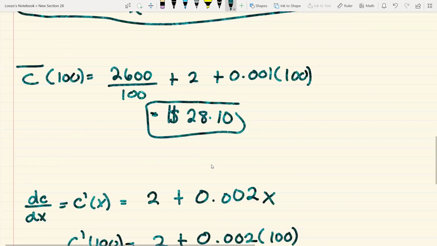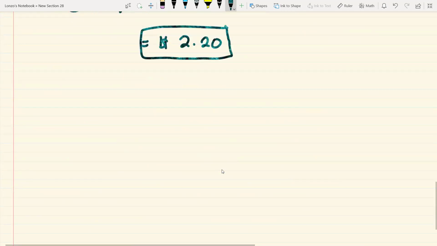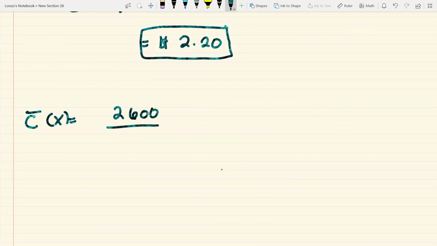Right, so let me write that down. So the average cost function is 2,600 over x plus 2 plus 0.001x. Then, how do you find the minimum? You take the derivative and set it to 0.